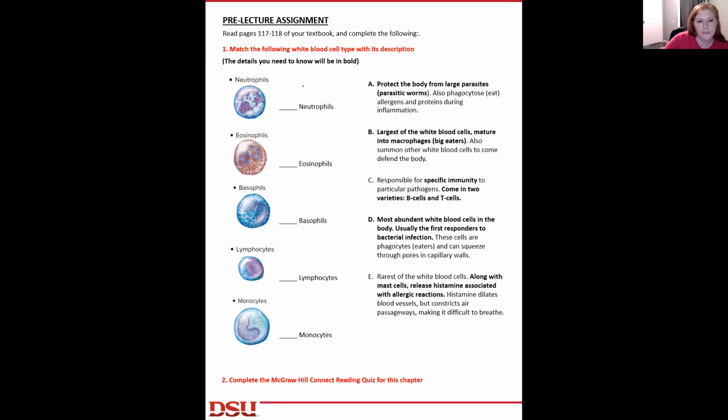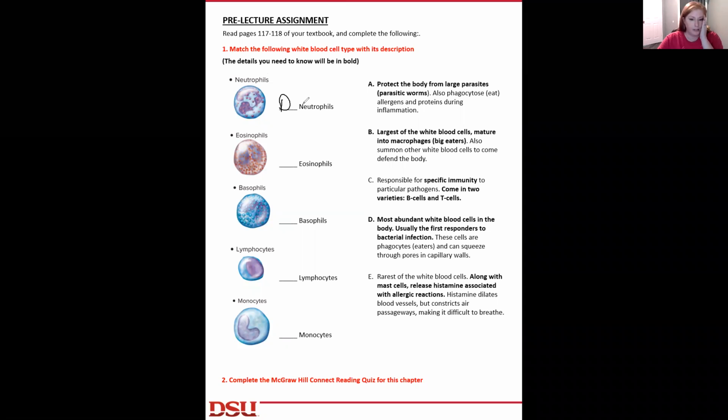Neutrophils. Okay, neutrophils, this should be D. These are the most abundant white blood cells and usually the first responders to bacterial infections. Then we have eosinophils, and these are A. They're what you're going to see more of if you're fighting a parasitic infection.